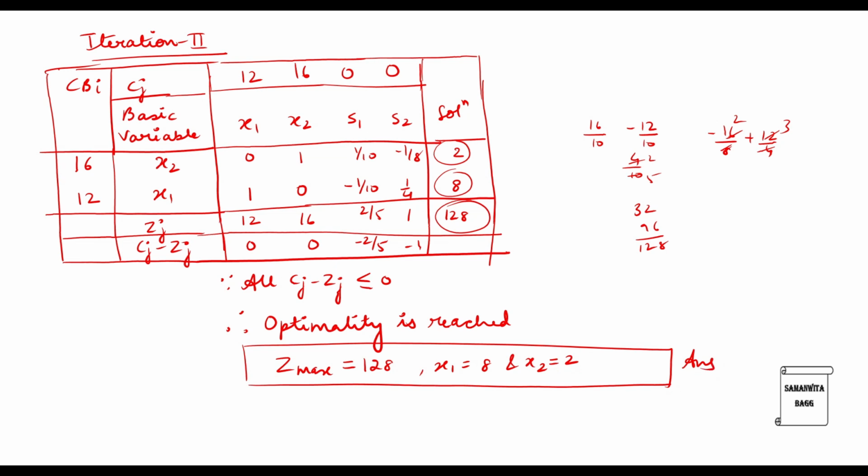As we read in the theory, we need to find out the optimal value of Z. Here it is for the maximization type. So Z max is 128. Also we need to find out the value of these variables. x1 is 8, x2 is 2. So with this I end the solution.